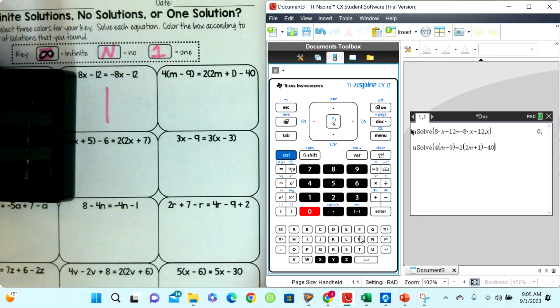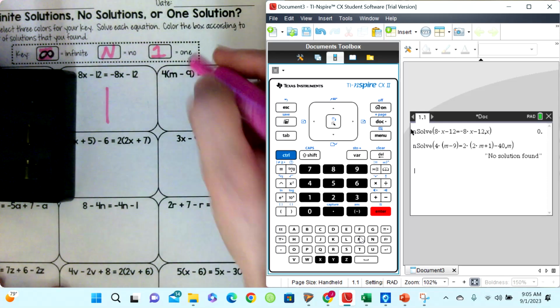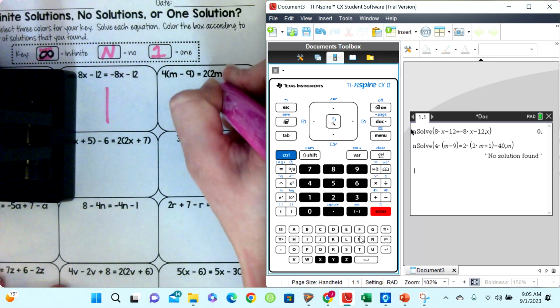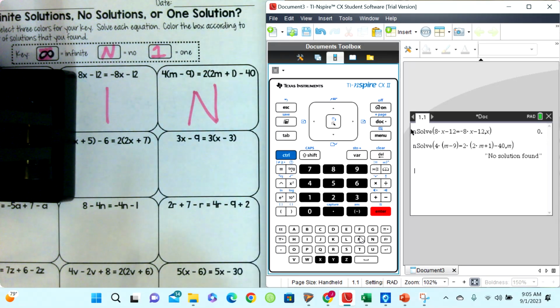Thank you. Okay. We can't comma X this one. We have to do comma M. So whatever letter you use, that's what goes after that comma at the end. If you want to change everything to X's, go for it. So that one says no solution found. So we're just going to put an N in that box.